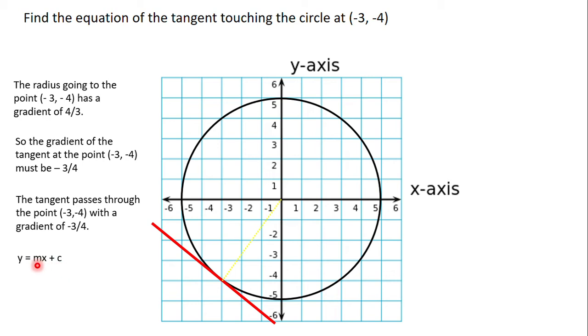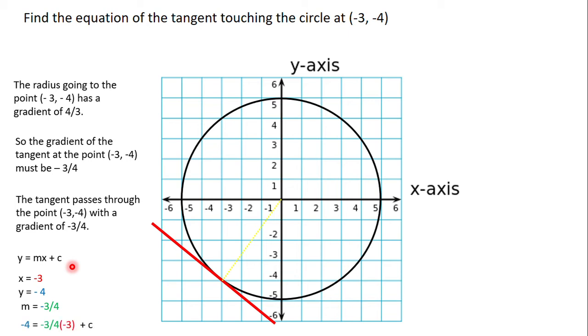So we've got the gradient. All we need now is to find out the y-intercept, and to do that we're going to substitute some values in. The x value here that it passes through is -3. The y value is -4. Remember, this is the x value, this -3, and this is the y value, this -4. So I have those two values here. I've also got the gradient, which is -3/4, which we've worked out already. Now I'm just going to plug these values into the formula here to try and find out what c is, because then I'll have m and c, and I'll know the equation of my line.